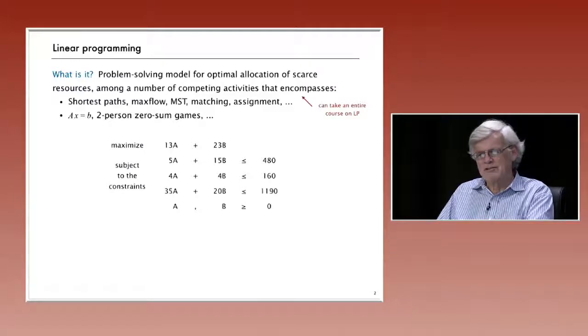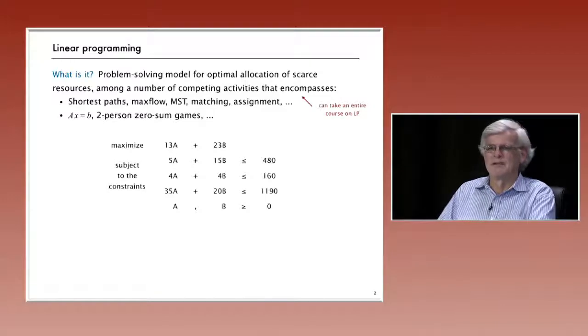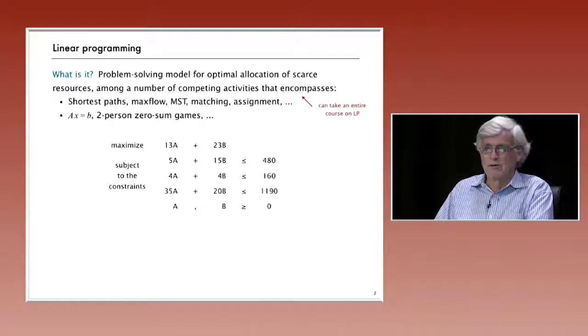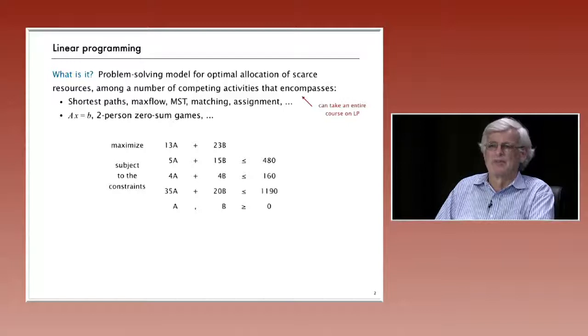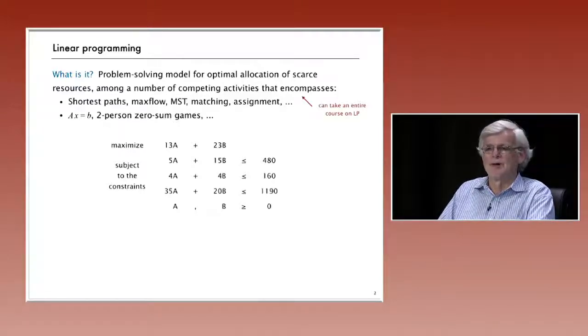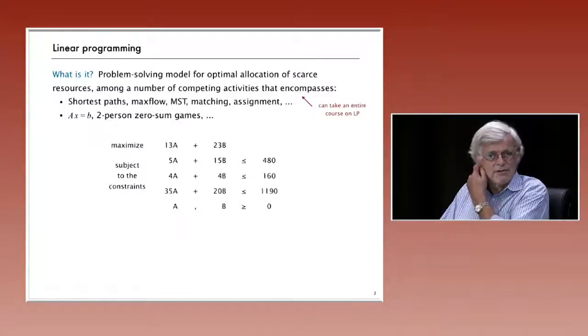So shortest path, Max Flow, that's finding the minimum, the maximum of some kind of quantity. And a good way to think of linear programming, where it's most often used in practice, is you want to allocate scarce resources among a number of competing activities, and you want to do it in a way that minimizes costs or maximizes something. That's the basic idea. And it encompasses a huge number of problems that we've considered, and even plenty of problems that we haven't considered.